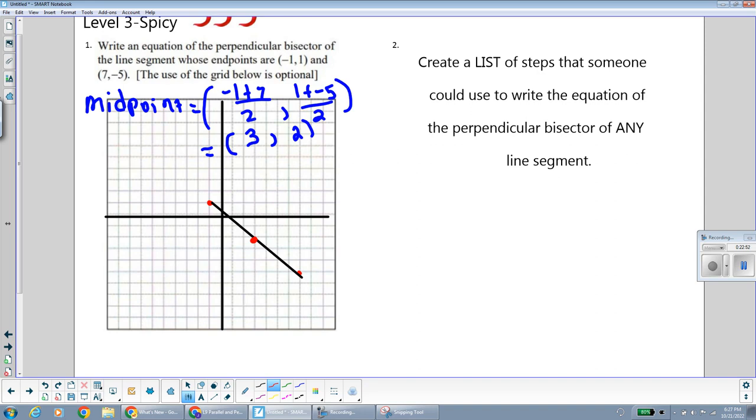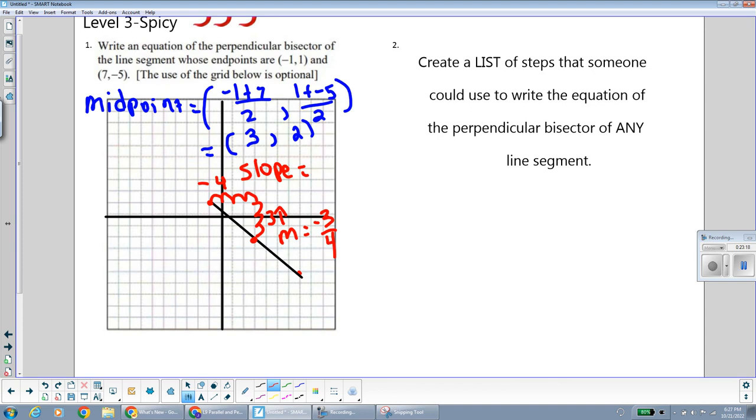Now that we have the midpoint, we have the point the line is going to pass through. We just need the slope. In order to find the slope, we can either use rise over run. If I count 1, 2, 3 up, 1, 2, 3, 4 to the left. The left is in the negative direction. So my slope is -3 over 4.